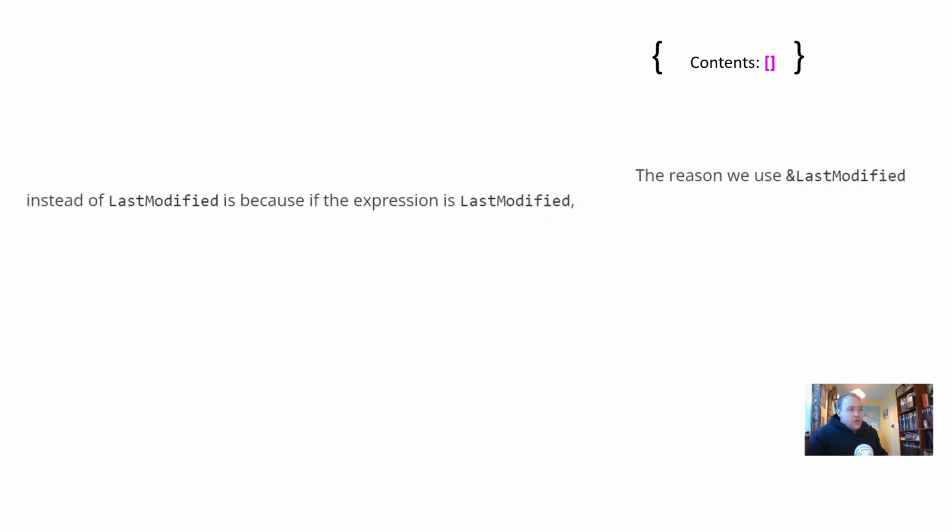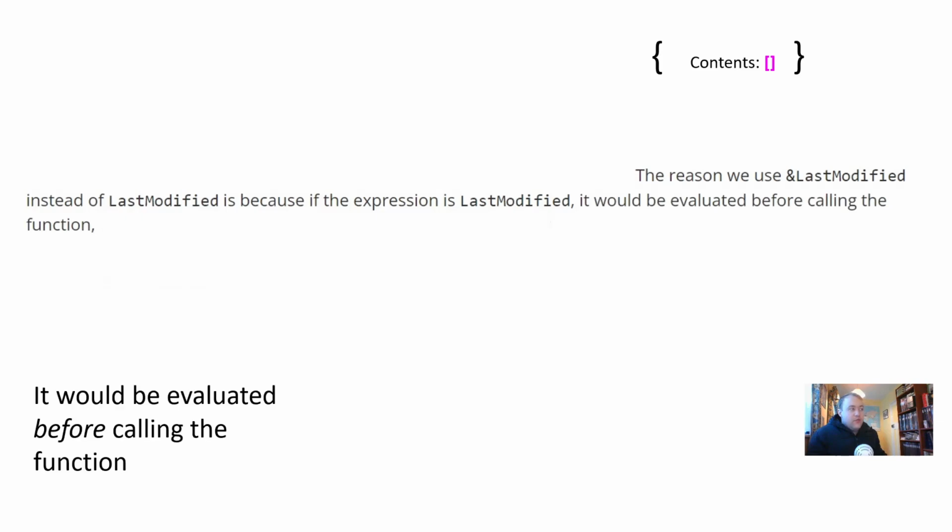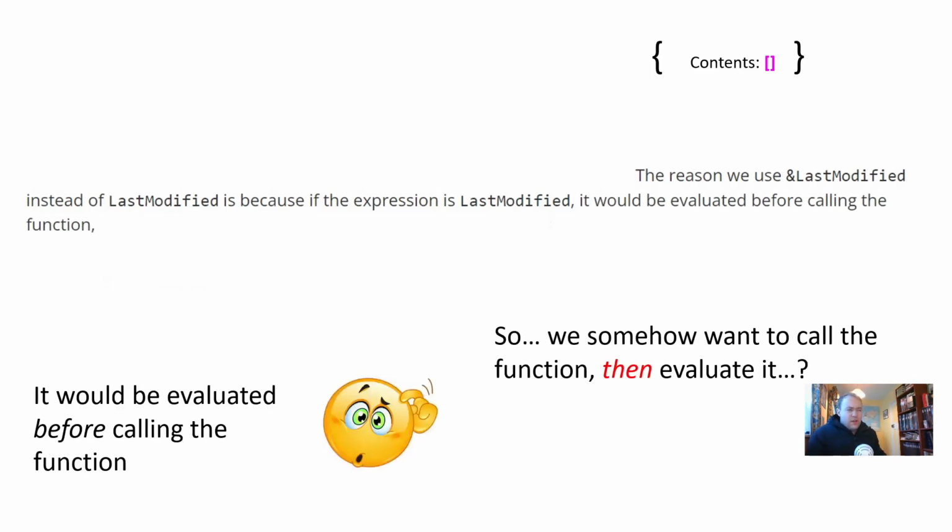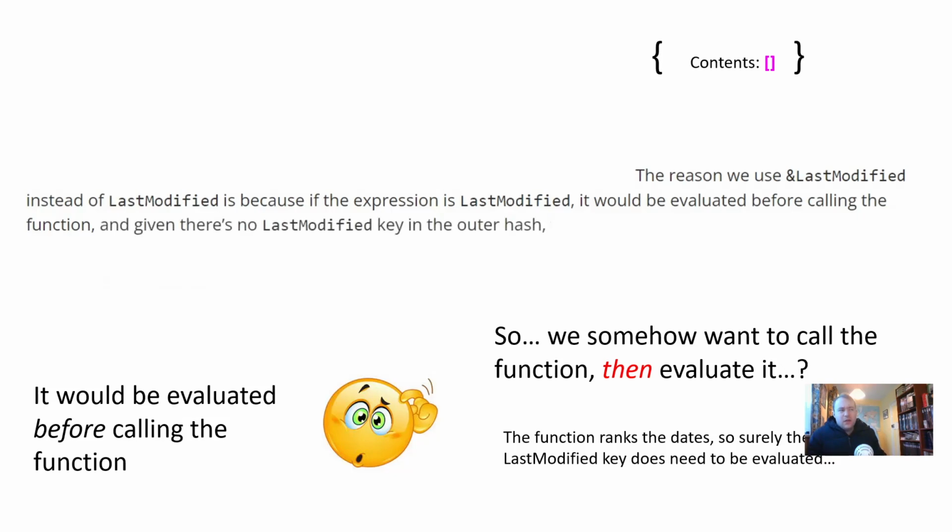So the reason we use ampersand instead of last modified is because if the expression is just last modified without the ampersand, it would be evaluated before calling the function. So we somehow want to call the function and then evaluate it. That must be. The function ranks the dates. So surely the last modified key does need to be evaluated, right? So it is a bit confusing to me, that.